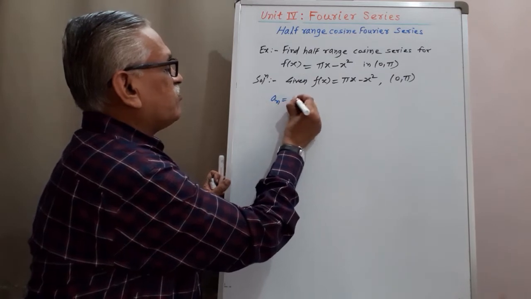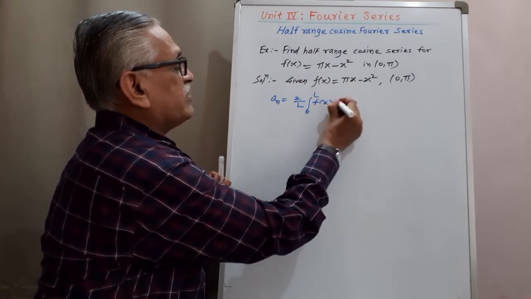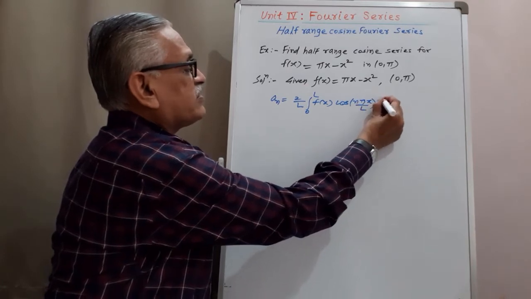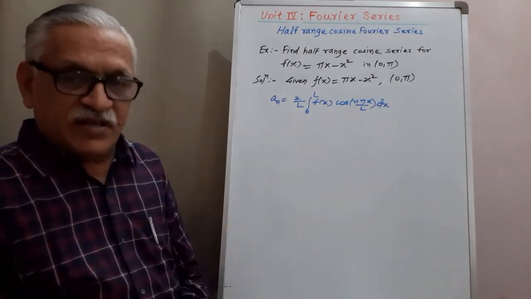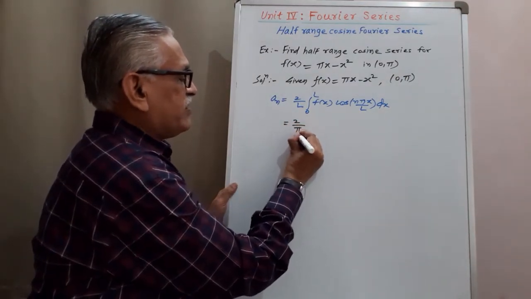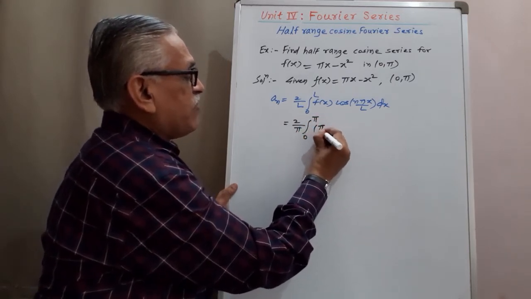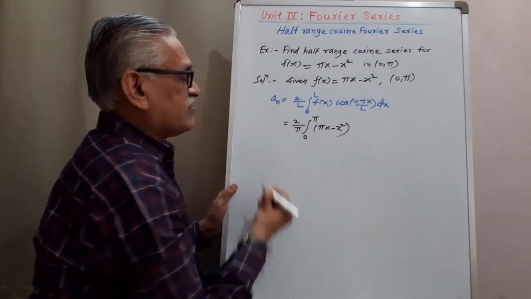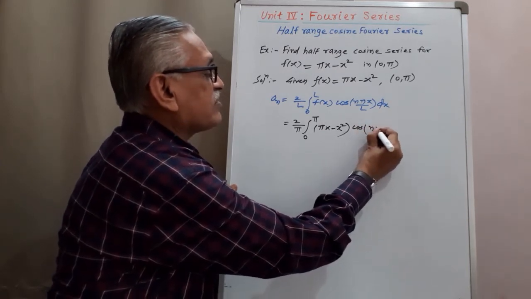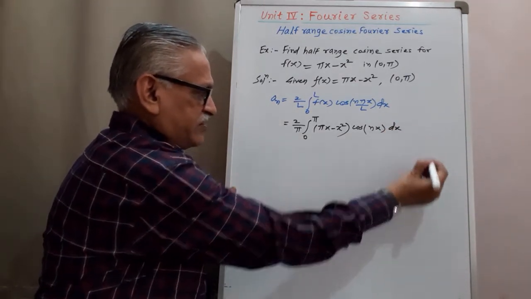An is given by, formula is 2 by L integration from 0 to L f of x into cos of n pi x by L, and its integration with respect to x. Then substituting the values, 2 by L, value of L is pi, integration from 0 to pi, f of x is pi x minus x square into cos of nx. Pi gets cancelled, and then its integration with respect to x.